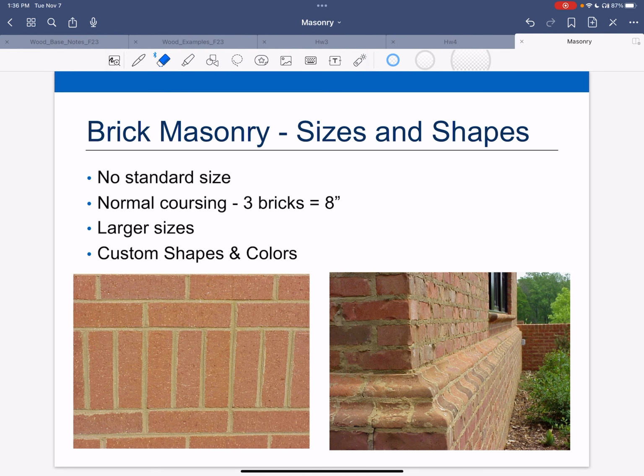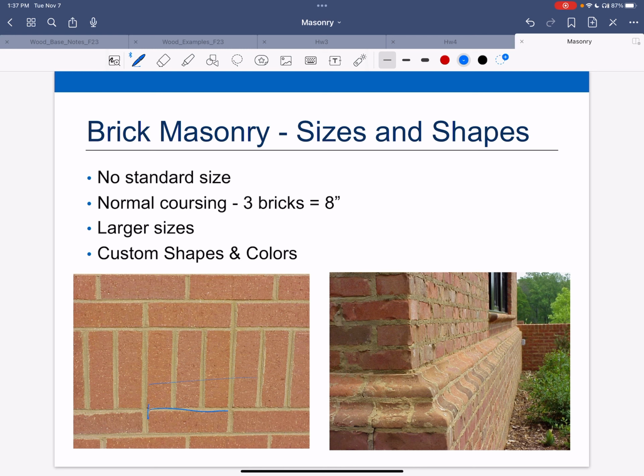There's no real standard size for brick. I showed you the typical brick, but they're not completely uniform, and there are many other sizes besides that 4x8 brick. A normal course is 3 bricks. So if I put 3 bricks, I get 8 inches with that course. So they're looking more in this direction, which lines up with the 8-inch CMU blocks that we'll see, or a sideways brick.